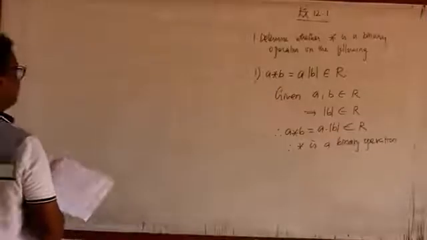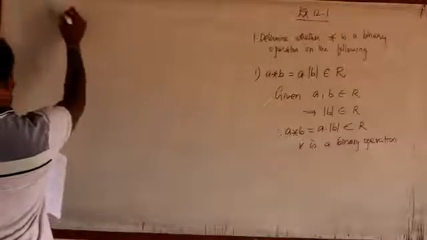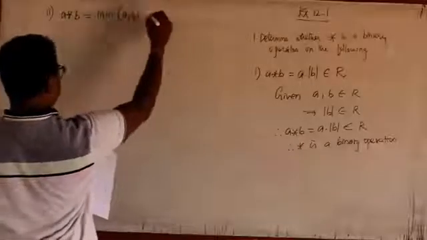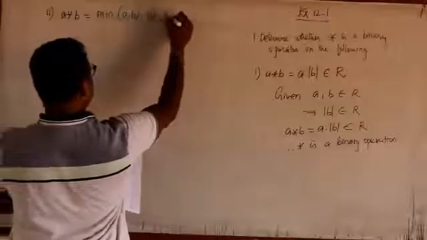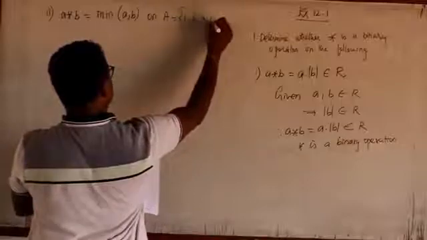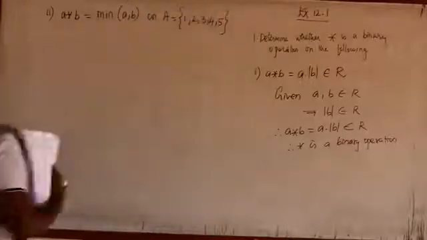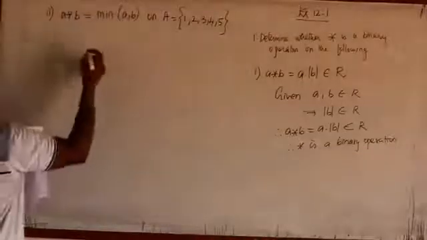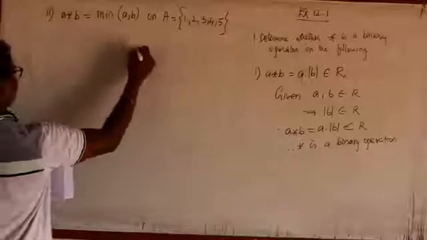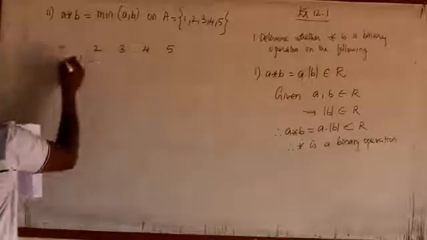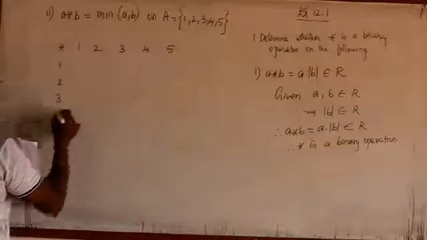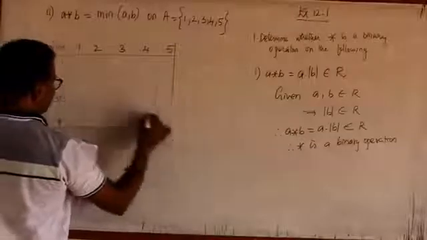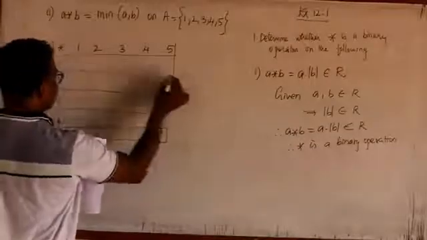Now, under 1, we shall go for the second problem. A star B equal to minimum of A comma B on A equal to 1, 2, 3, 4, 5. I must operate two elements and I must get the answer as the minimum of those two. For example, we shall take all these elements 1, 2, 3, 4, 5. Here this is star, 1, 2, 3, 4, 5. I must operate two numbers and write the answer as the minimum of those two numbers.